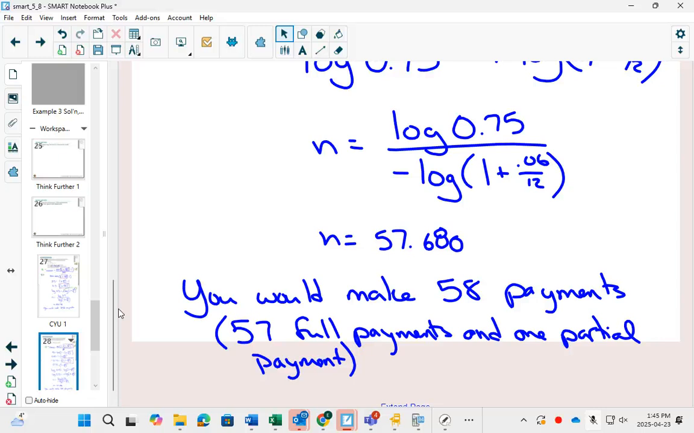So some good advice with credit cards. Pay them off every month. Don't let them hit that 21%.